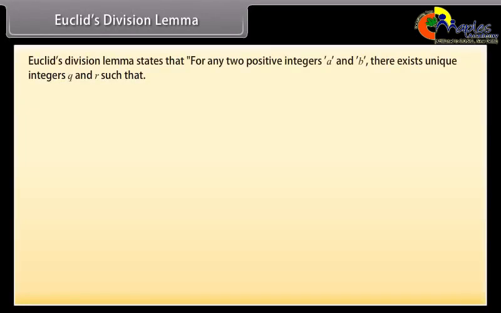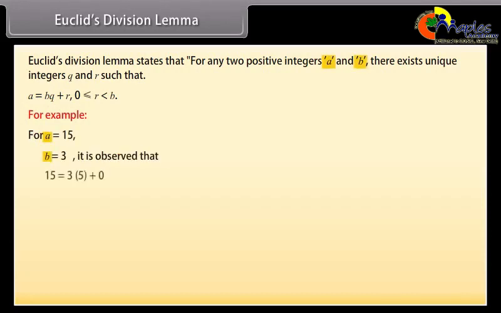Euclid's division lemma. Euclid's division lemma states that for any two positive integers a and b, there exist unique integers q and r such that a = bq + r, where 0 ≤ r < b. For example, a = 15, b = 3. It is observed that 15 = 3 × 5 + 0, where q = 5 and r = 0.